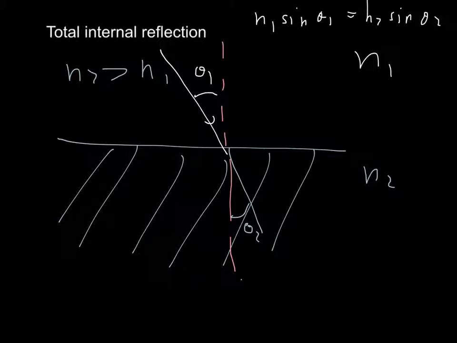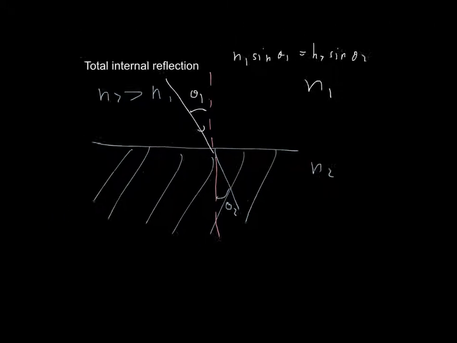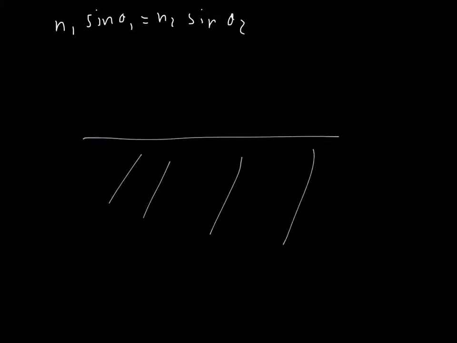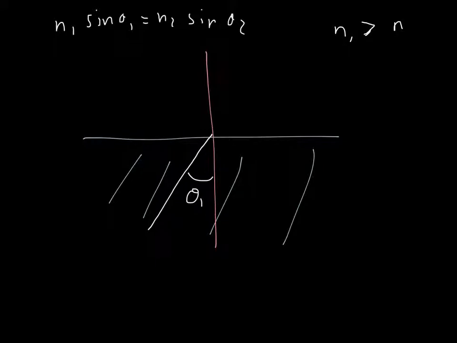But what happens if things go the other way around? What happens if I go from here to here? So let's zoom out and see what happens. Again, remember, n1 sine theta 1 equals n2 sine theta 2. And then again I have my surface. Here's still water. Here's my normal. And now this thing goes from here to there. So this is theta 1. And now in this case, I have that n1 is bigger than n2.